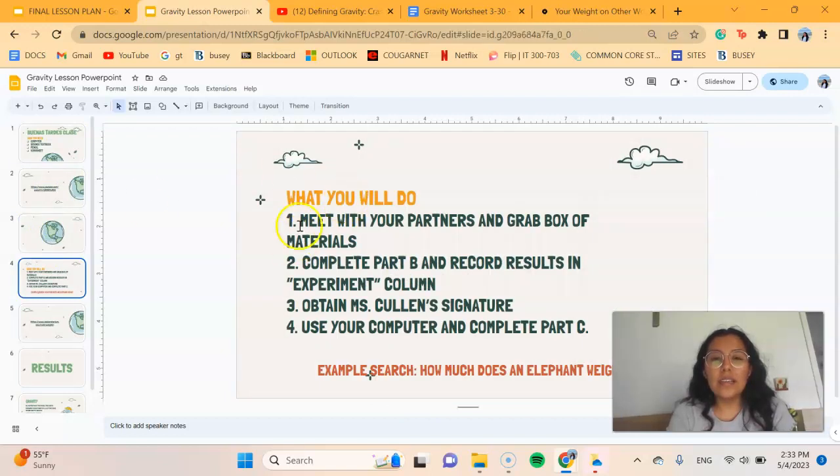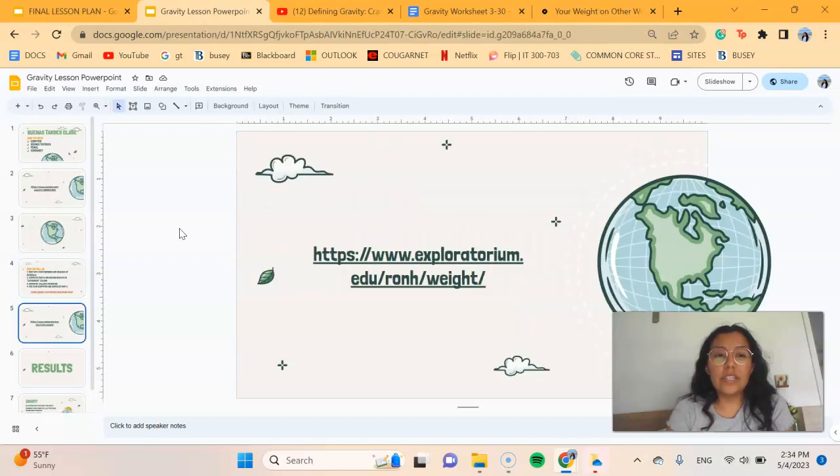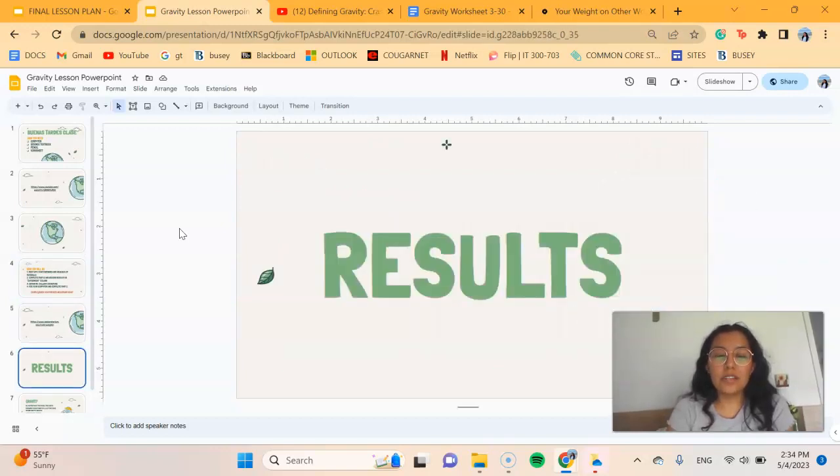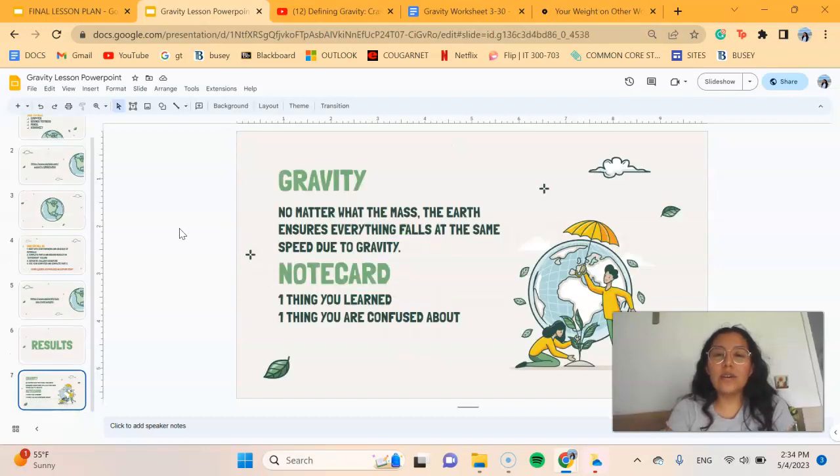Here is the instruction for the groups. So meet with your partners, which I gave them, and grab the box of materials that best suited their interests. And then they complete parts B and C, which I will show later in my worksheet. Alrighty, this was the Exploratorium website, and then we talked about results. And here was the overall message of the lesson: no matter what the mass, the Earth ensures everything falls at the same speed due to gravity.